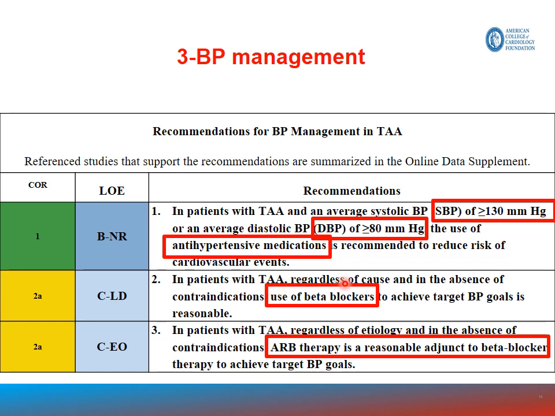In patients with thoracic aortic aneurysm, regardless the cause and in absence of contraindication, use of beta blocker should be considered to achieve the target blood pressure goal, and if the blood pressure is not controlled on beta blocker, we can add ARB, angiotensin receptor blocker, to achieve the target blood pressure goal.